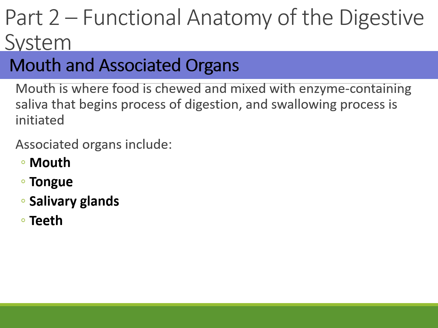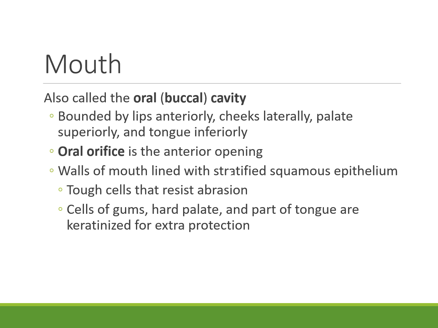So let's take a tour going from the mouth all the way through the digestive system. The mouth is where the food is chewed and mixed with the enzyme-containing saliva that begins the process of digestion, and the swallowing process is initiated. The associated organs in this case include the mouth, the tongue, the salivary glands, and the teeth.